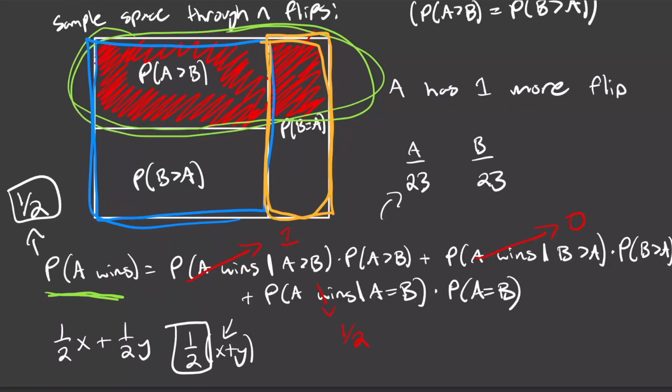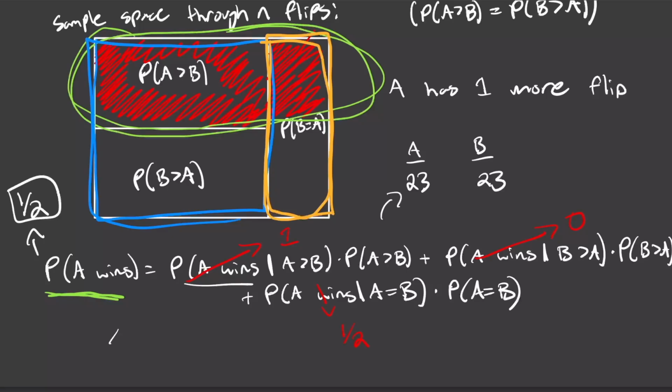If you wanted to solve this actually using the equation and not just visualizing it, well, let's just draw out what this is. It's going to be equal to, well, we got 1 here, so just the probability of A being greater than B. We got a 0 over here, so that term's going to go away, and we got a 1/2 times the probability of A equals B over here.